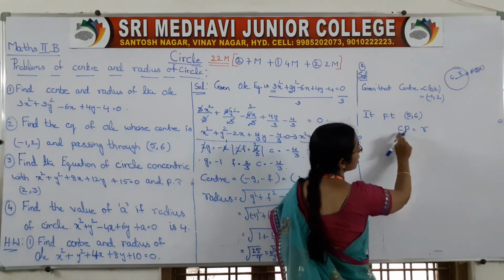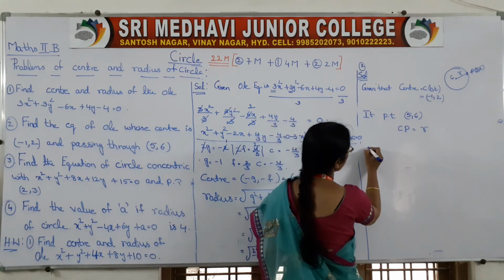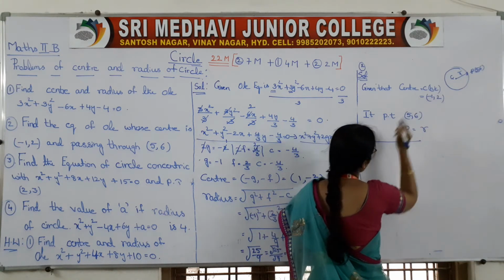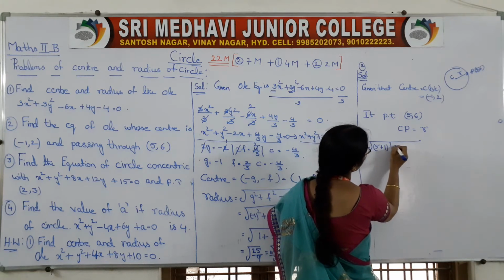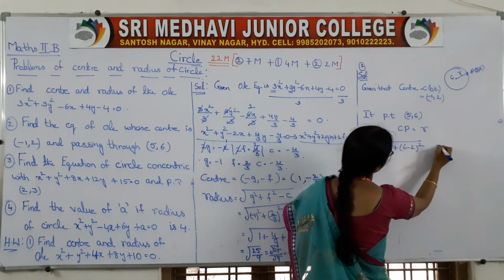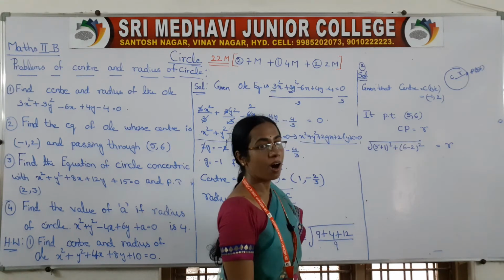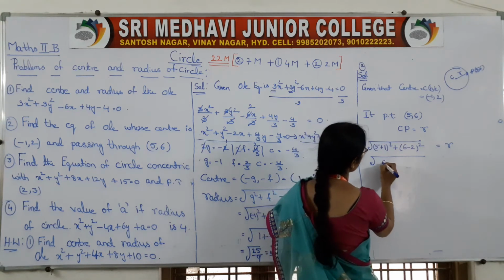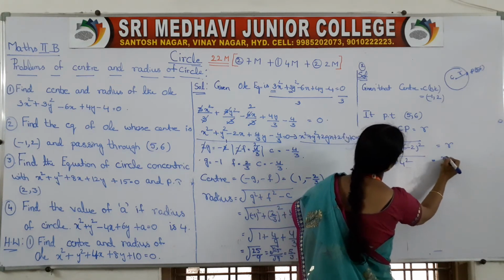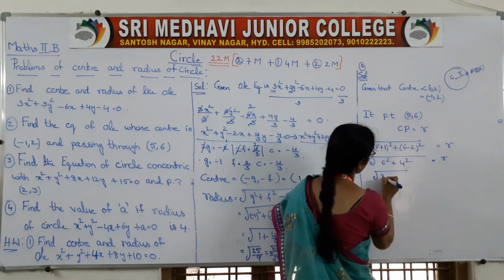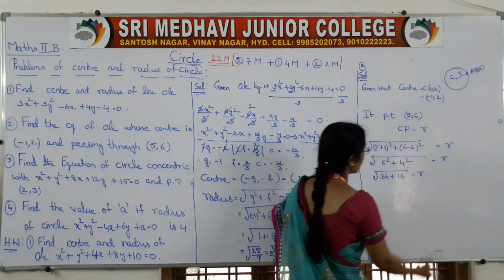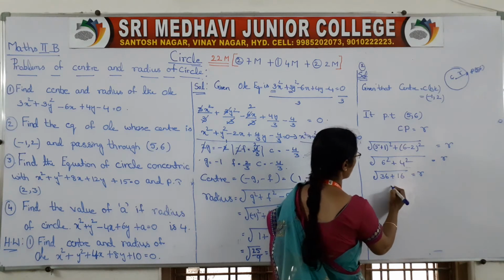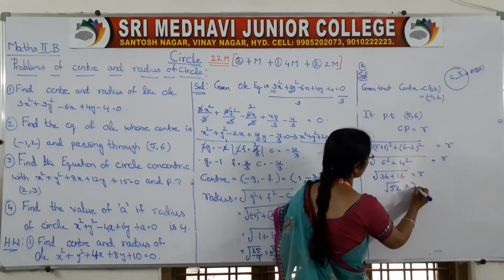You know the distance between 2 points formula, root of (x2 minus x1) whole square plus (y2 minus y1) whole square. So, root of (5 minus of minus 1) whole square plus (6 minus 2) whole square is equal to r. So this is nothing but 5 plus 1, 6 square, plus 4 square is equal to r. So root of 36 plus 16 is equal to r. So it is root 52 is equal to r.